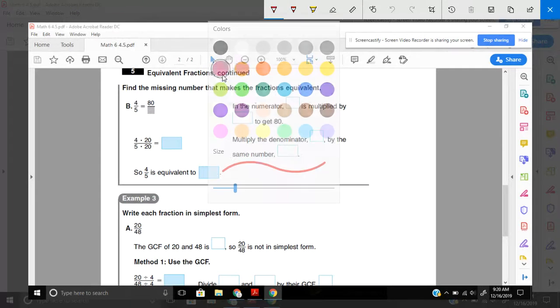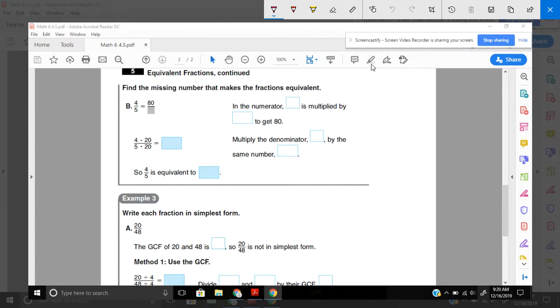So it says, find the missing number that makes the fractions equivalent, right? Again, in the numerator, 4 is being multiplied by what to get 80? 4 times 2 is 8, add a 0, so 4 times 20, multiplying by 20 on top. So on the bottom, I would need to do the same, multiply by 20. Multiply the denominator 5 by the same number, 20. Multiplying by 20 on top gives me 80, and multiplying by 20 on bottom gives me 100.